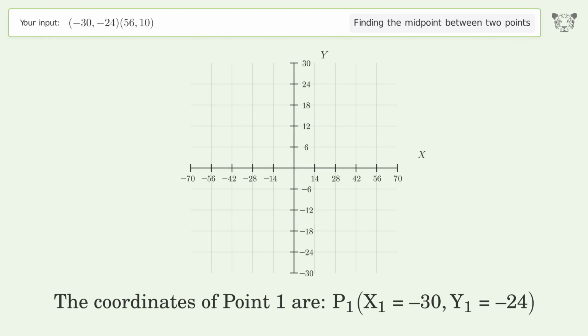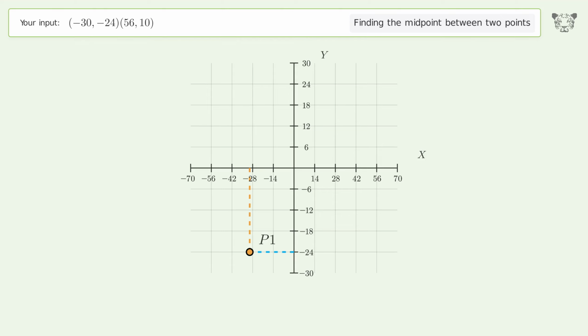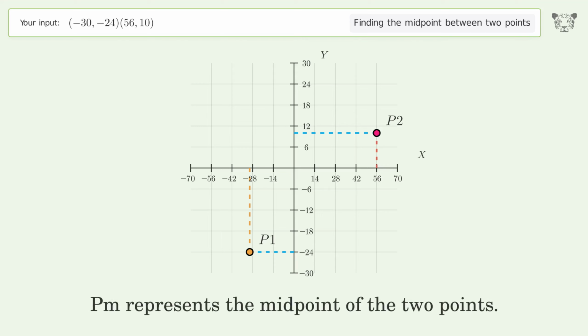The coordinates of point 1 are, x1 equals -30, y1 equals -24. The coordinates of point 2 are, x2 equals 56, y2 equals 10. PM represents the midpoint of the 2 points.